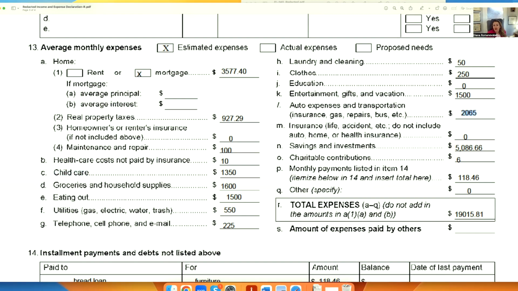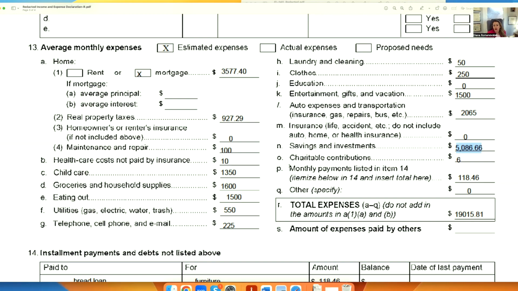Insurance: life, accident, do not include auto, home, or health. Savings and investment: this is how much you can put away. That amount will also go into the standard of living. So if you're used to saving $5,000 a month, then when we calculate long-term spousal support, we also look at how much the marriage community property was saving.